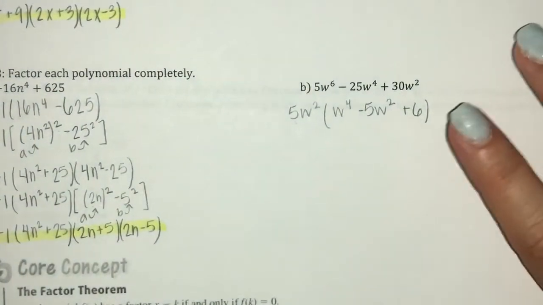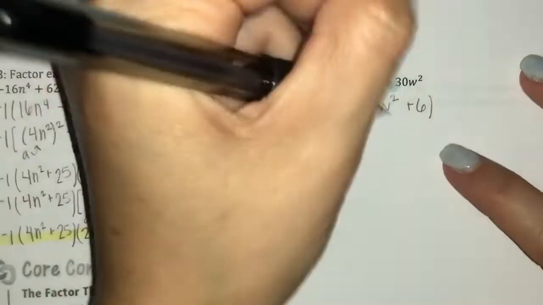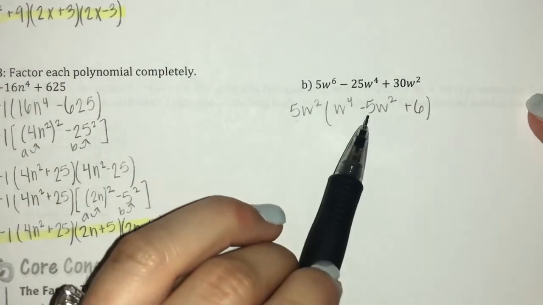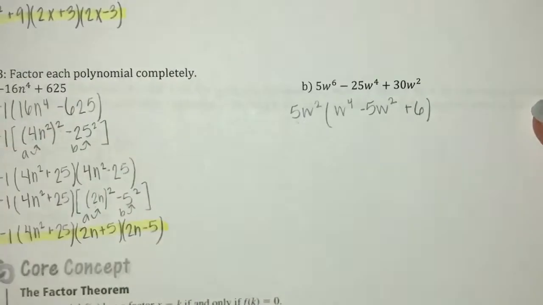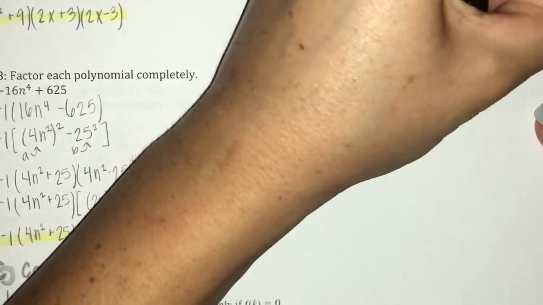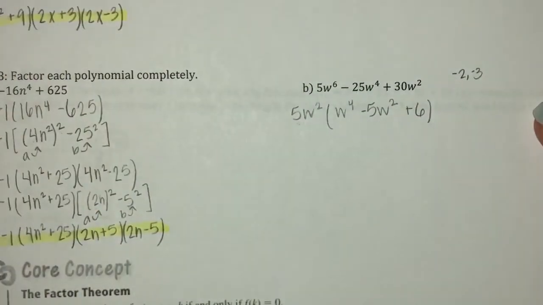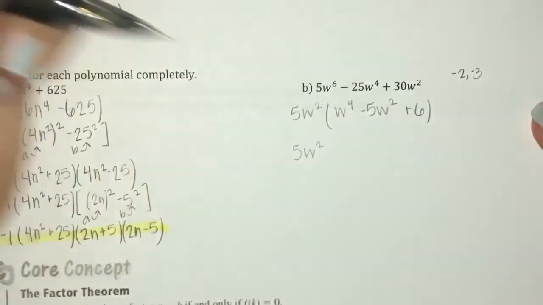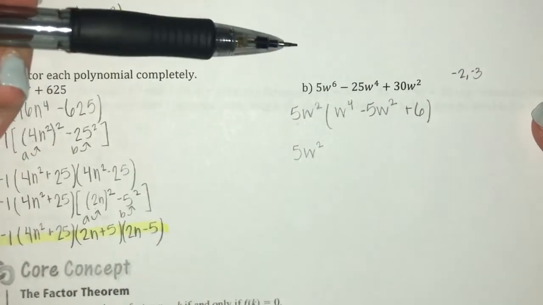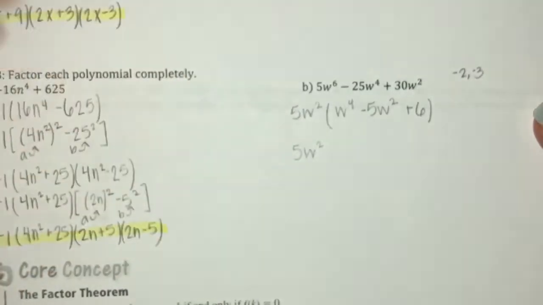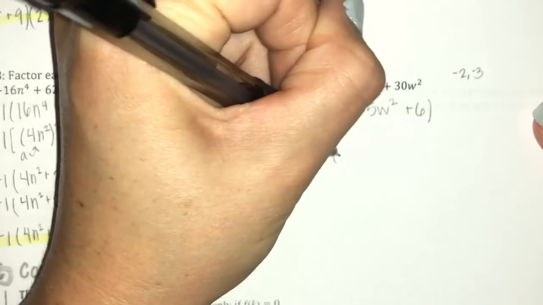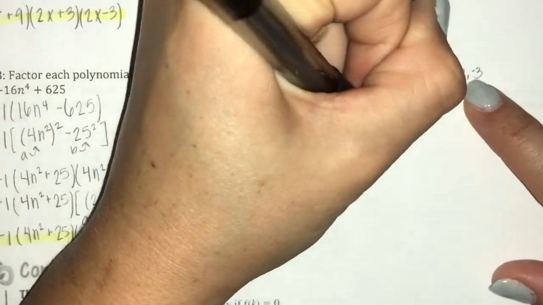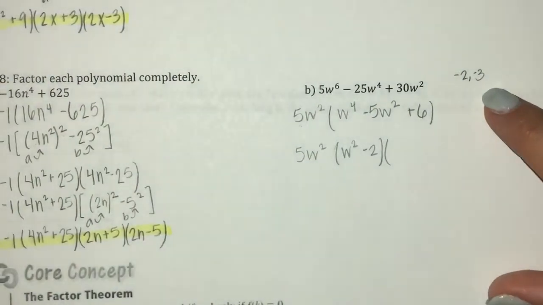So now, same thing, even though it's w to the 4th, this coefficient is 1, so we're just looking for factors of 6 that add up to negative 5. So it would have to be -2 and -3. And then when I factor this, I'll just bring down the 5w squared. And then because this is w to the 4th power, it's going to break down into w squared and w squared. So one factor would be w squared minus 2. And one factor would be w squared minus 3.